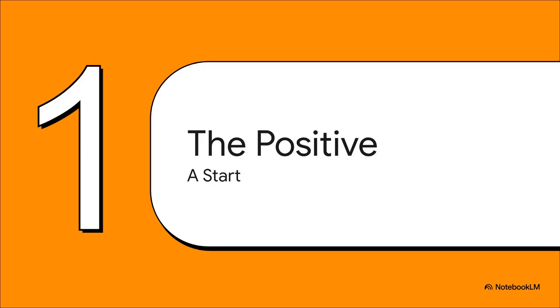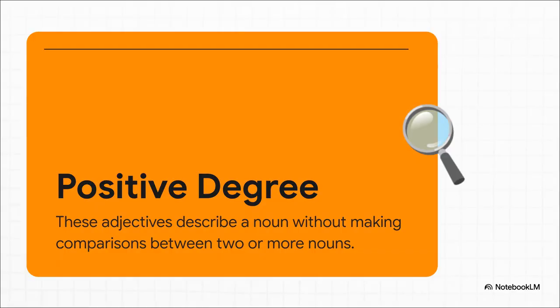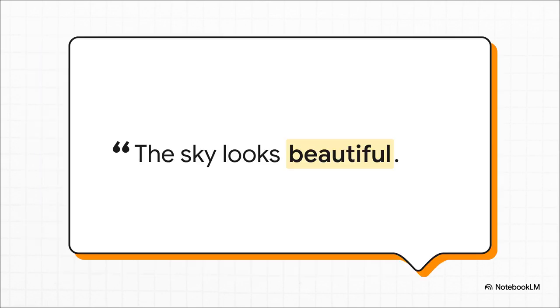Okay, first up is our foundation. This is the starting point for pretty much all description, what we call the positive degree. So the positive degree is basically the default setting for any adjective. Just think of it as a standalone statement. It's just describing one thing, on its own terms, without comparing it to anything else at all. Take this for instance. The word beautiful here just describes the sky. That's it. We're not comparing it to yesterday's sky. We're not calling it the most beautiful sky ever. Nope. It's just a simple, direct observation.